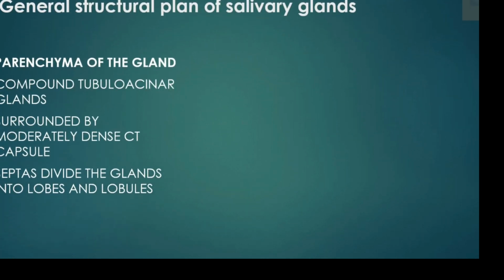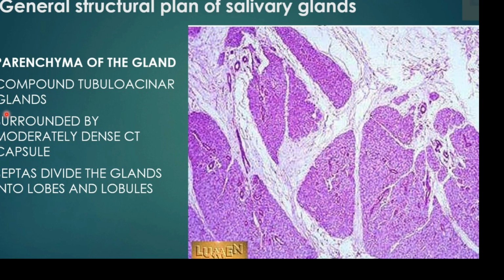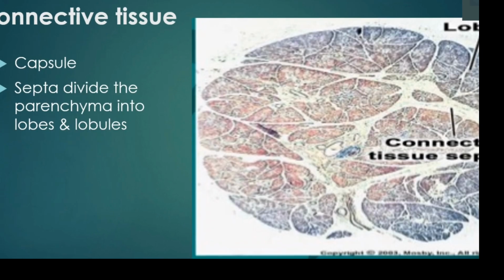So what about the parenchyma of the gland? Parenchyma is the compound tubulo-alveolar type of gland surrounded by moderately dense connective tissue. These are the lobes and the lobules of the glands, and these are the smaller septa which divide the substance of the glands into lobes and lobules. Each gland is covered by a capsule, and this capsule sends in septa to divide the substance of the gland into the lobes and the lobules.